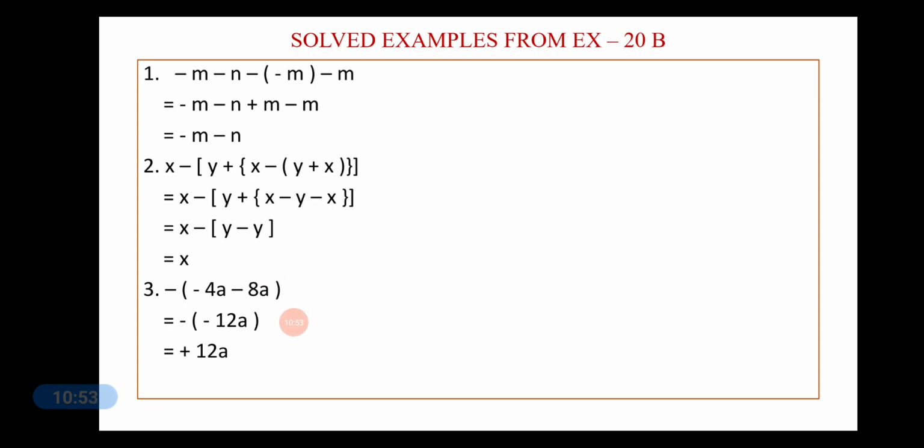The third sum. Minus, within the brackets you have minus 4a minus 8a. Now since you have the same literal, what you can do here is simply add 4a and 8a. You get minus 12a. So minus, and within the bracket minus 12a. So when you open the bracket, this minus and minus will be multiplied and you will get plus 12a as the answer. So children, in this way you have to solve the sums of exercise 20b.